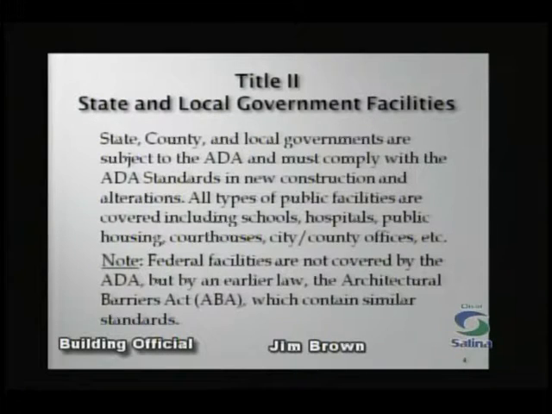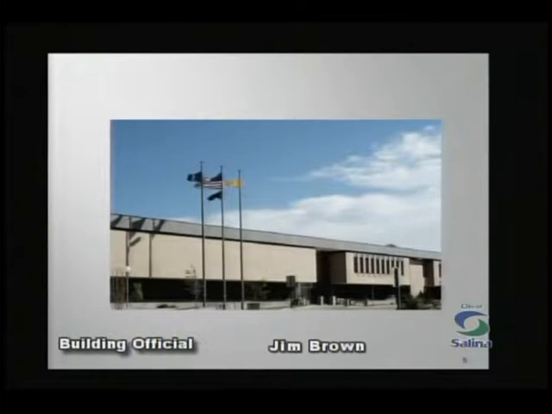The state, the county, local governments, we're all subject to ADA standards, regardless whether it's a commercial entity or a governmental entity. And we must comply with ADA standards in construction and all of our alterations. Public facilities, for example, are our courthouses, city, county offices, etc. Now, I do want you to know, federal facilities, the federal government, are not covered by the ADA. And that brings a big question to people as to, well, why isn't the federal government covered? Actually, they are covered, but it's through the Architectural Barriers Act. It's an earlier law that they follow that has very similar standards as the 2010 ADA standards we're speaking of this evening. Again, any government entity, we all know this to be our city county building, as such it must be ADA compliant.